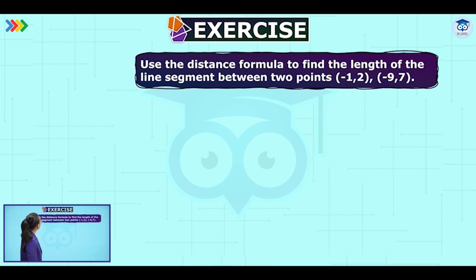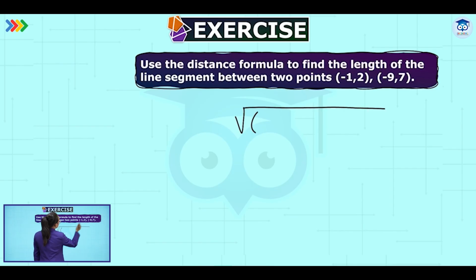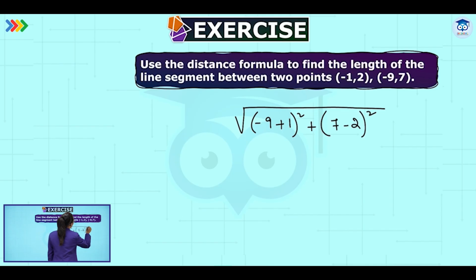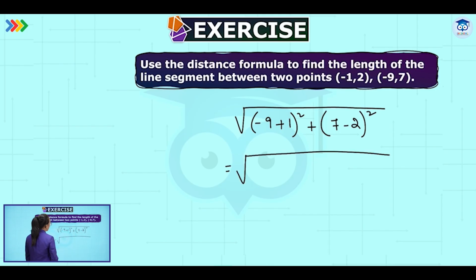Next, we use the distance formula to find the length between these 2 points. The square root, we can calculate directly. So minus 9, plus, because there is a minus sign, minus of minus 1 becomes plus, so plus 7 minus 2 whole square. So it is equal to the square root of minus 8, so it becomes 62.